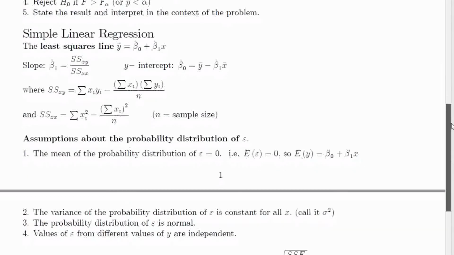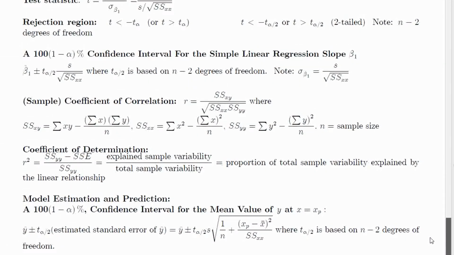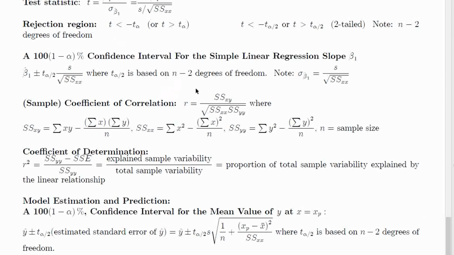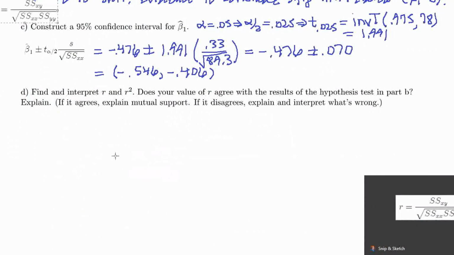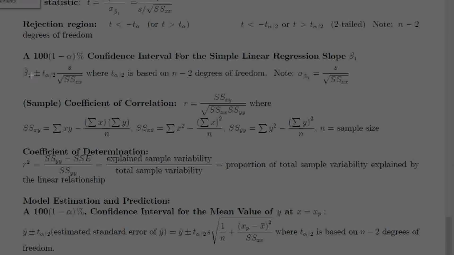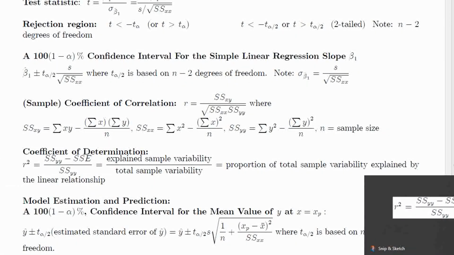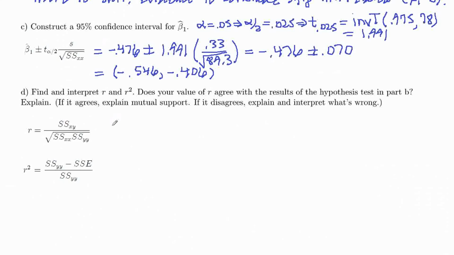So r is up here. There it is, right there. So let's go ahead and grab our r value here. So there's r, and then let's go ahead and grab our r squared value. We could use this one if we want. Okay, so let's go ahead and compute those.